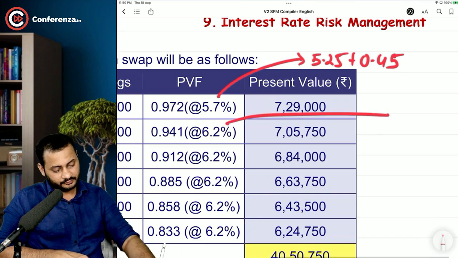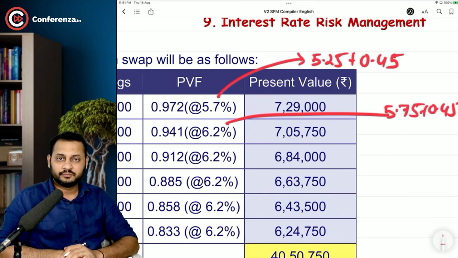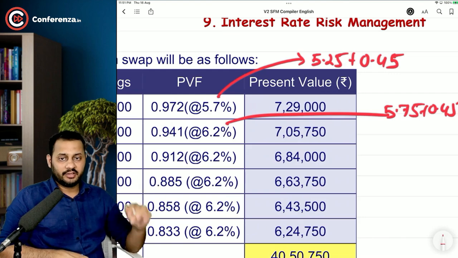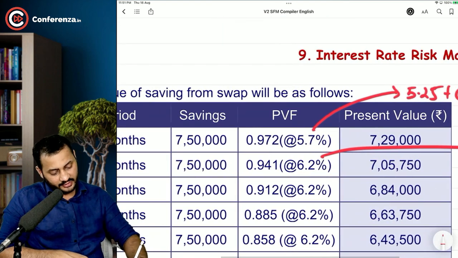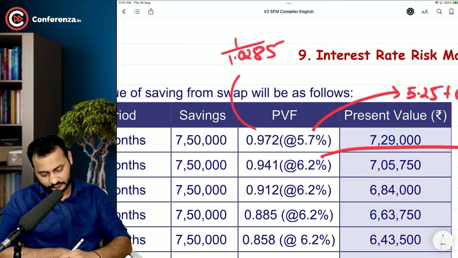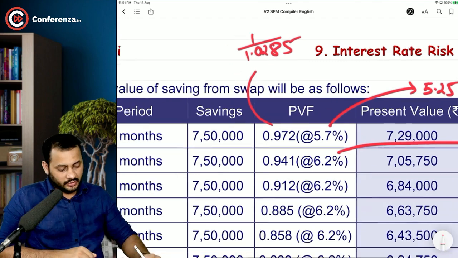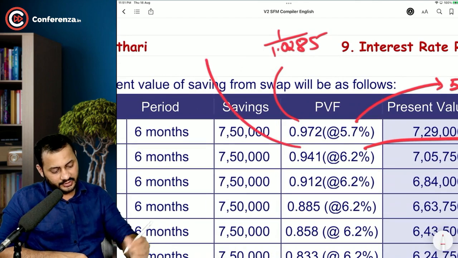5.25 plus 0.45. This is the swap rate that was applicable to us. And this is 5.75 plus 0.45 after the increase. Now, although they have given a per annum rate here, this discounting factor is calculated as 1 divided by 1.0285, which is 0.972. Okay. Now, how will you calculate this discounting rate?